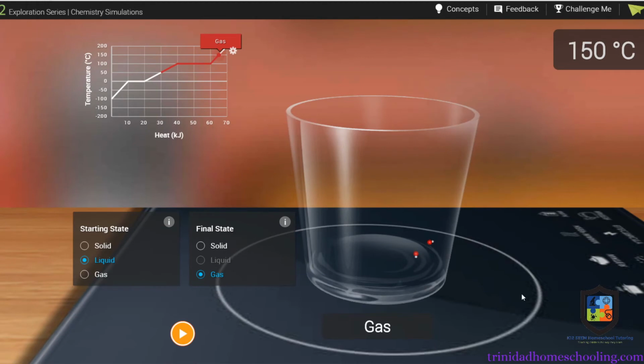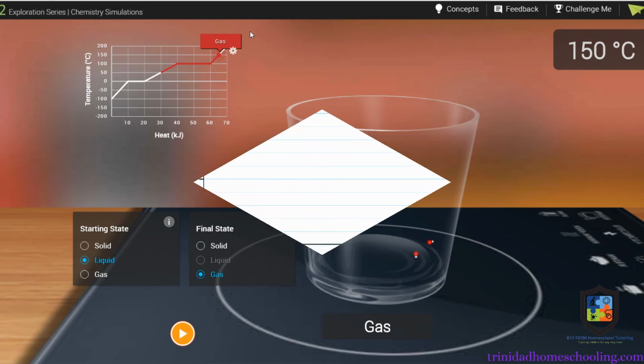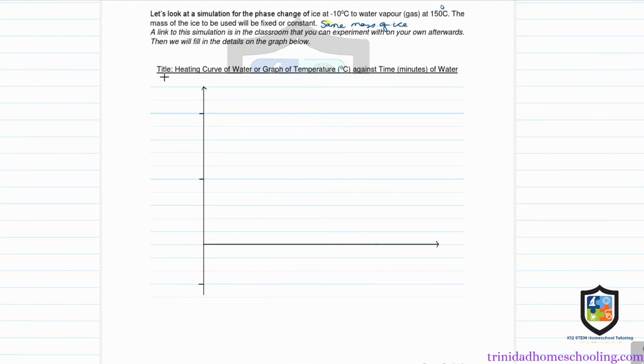So let's go back to our page 5 and try to draw our own graph and put in all the information and all the details of what is happening at each point on this graph. So now let's put in the details on this heating curve of water, or graph of temperature in degrees Celsius against time in minutes of water. Okay, so our y-axis is our temperature and our unit is degrees Celsius. Our x-axis is time in minutes.